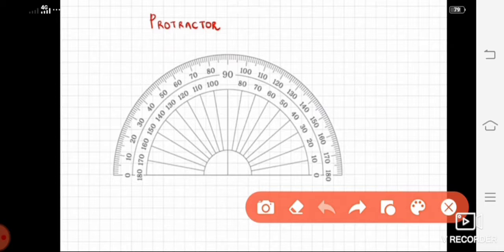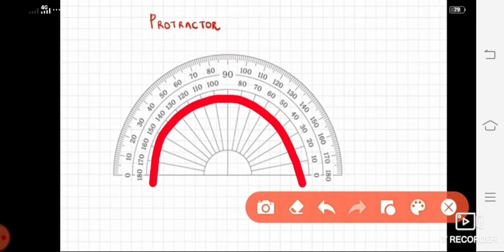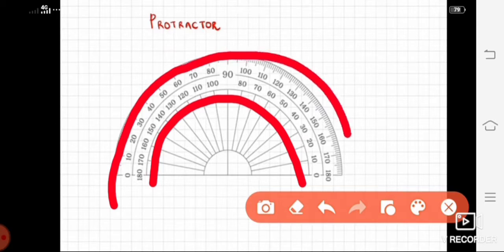Now, if you look at the sides, we have different measurements. 0, 10, 20, 30, 40 like this till 180. But again, are you able to see the same measurements? 0, 10, 20 to 180 outside. So this is in this way and this is here. So in two ways we have the same measurement.